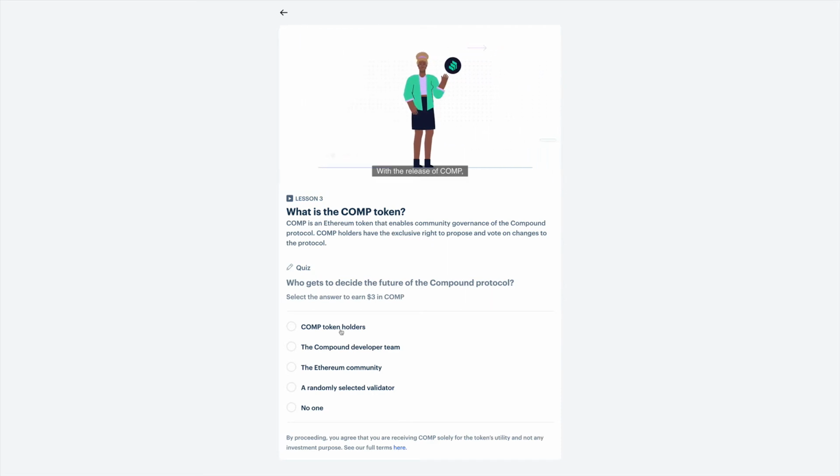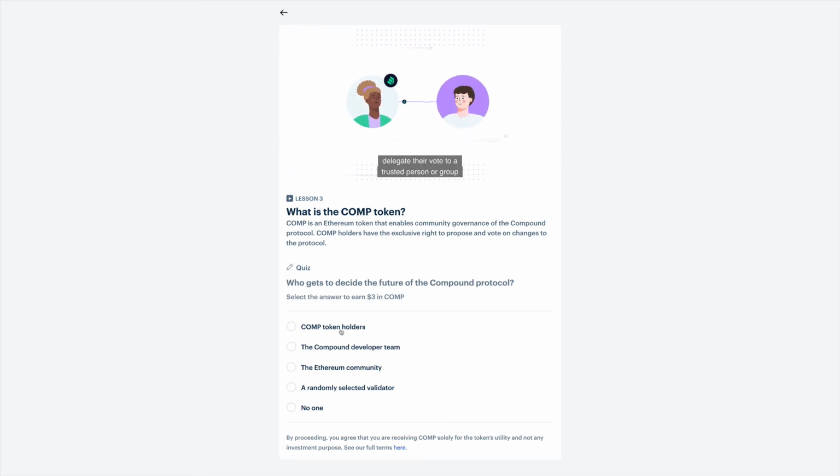With the release of COMP, every Compound user will earn a say in the future of the Compound protocol without involving the Compound team. This is because simply holding COMP tokens will allow users to vote on proposed changes and upgrades, delegate their vote to a trusted person or group to act on their behalf, and submit their own proposals for improvements to the protocol.